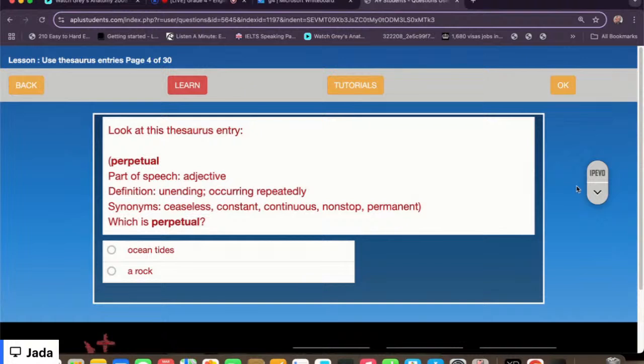So we have perpetual, adjective, unending, occurring repeatedly. Ceaseless, constant, continuous, non-stop, and permanent. So which is perpetual? Is it ocean tides or a rock? So which one is the right one here?